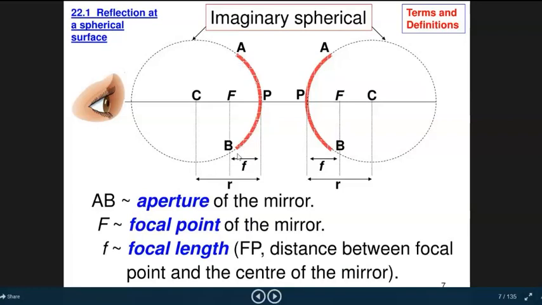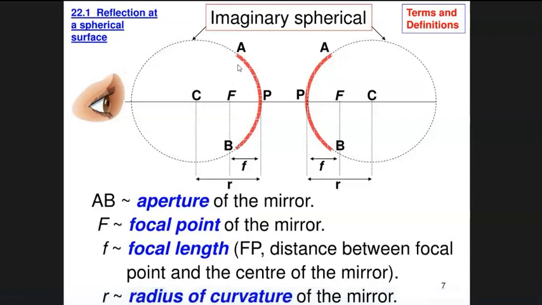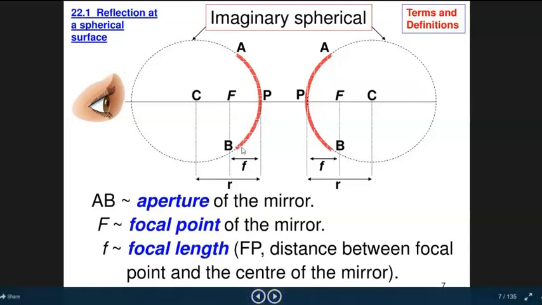You see here, this is the reflecting surface. So the diameter of this one, from this end to this end, is called the aperture. If the aperture increases, this implies that the size of the spherical mirror increases. So the maximum size of a spherical mirror can be equal to the diameter of the sphere of which the mirror itself is a part.